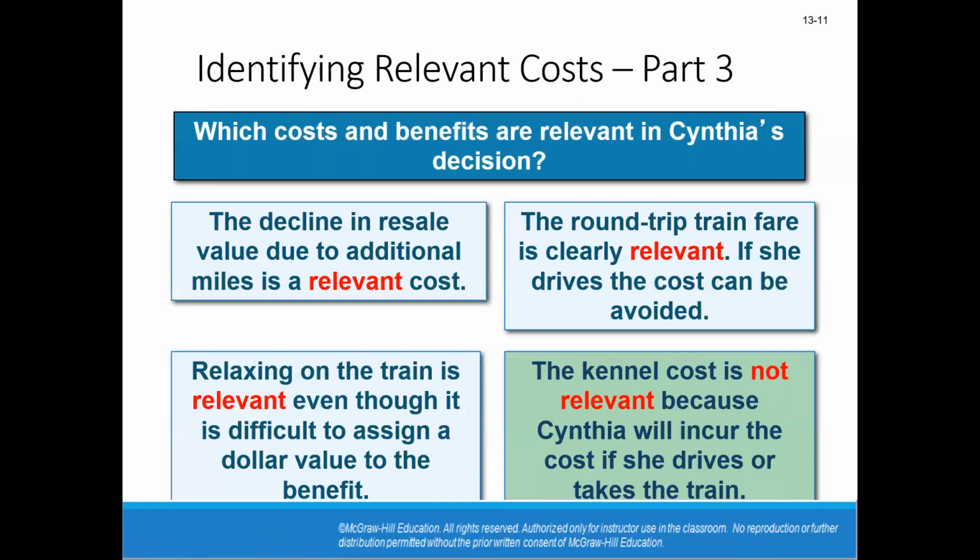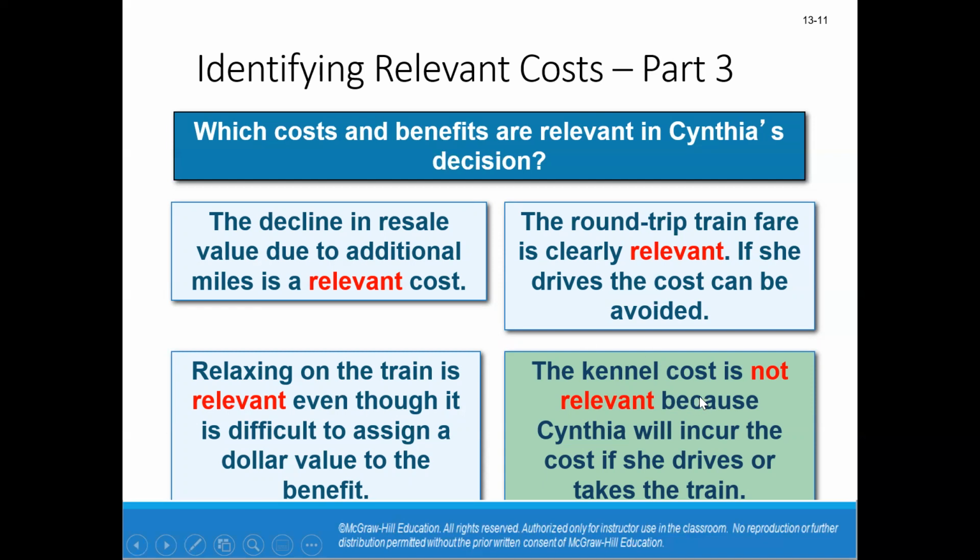The decline in resale value due to additional mileage is a relevant cost if you want to get real picky for 270 miles, you know. The round trip train fare is relevant, right? That's going to be a cost if you do one alternative. If she drives, the cost can be avoided. Relaxing on the train is relevant, even though it's difficult to assign a dollar value.